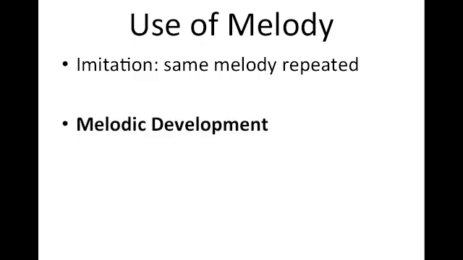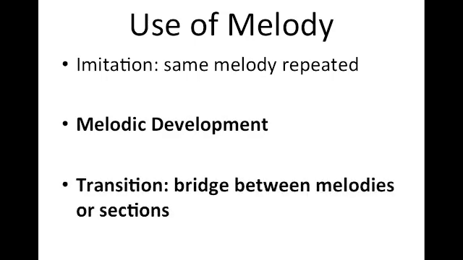Another way is melodic development. Instead of playing the same melody over and over, composers will vary or play with the music. Finally, composers use melodies to get from one idea to the next. This is called transition. These melodies are often brief and unmemorable because they serve merely as a bridge.